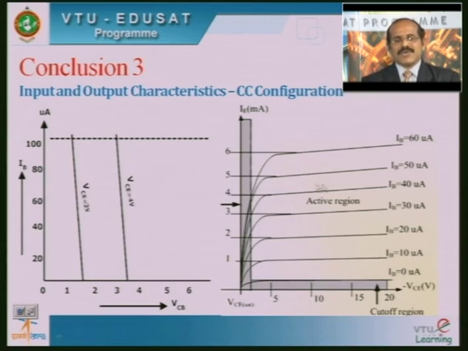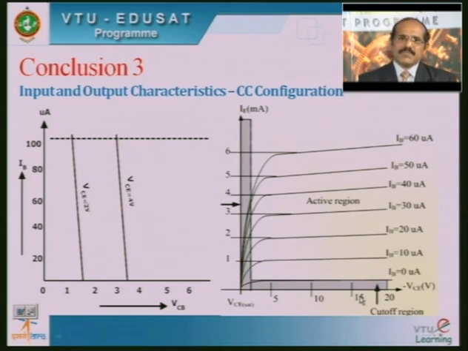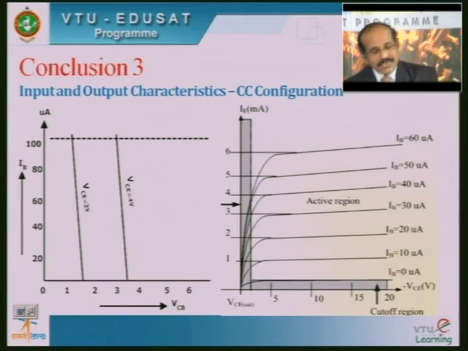Please note that once again, whenever VCE increases, the IE will also increase here, because VCE is nothing but VCB plus VBE. So when VCE increases, the reverse bias across the collector junction increases. When the reverse bias of the collector junction increases, the depletion region width across the collector junction increases. That reduces the distance between the depletion region across the emitter junction and the collector junction, and therefore the collector current increases. Collector current is nothing but emitter current, so the emitter current will also increase here.